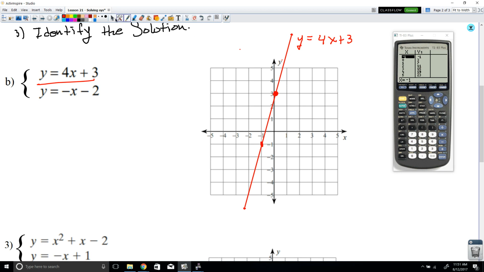Now we're going to repeat the process, but with the second equation here. Negative x plus negative 2, negative x, negative 2. So let's repeat it again. Press clear.